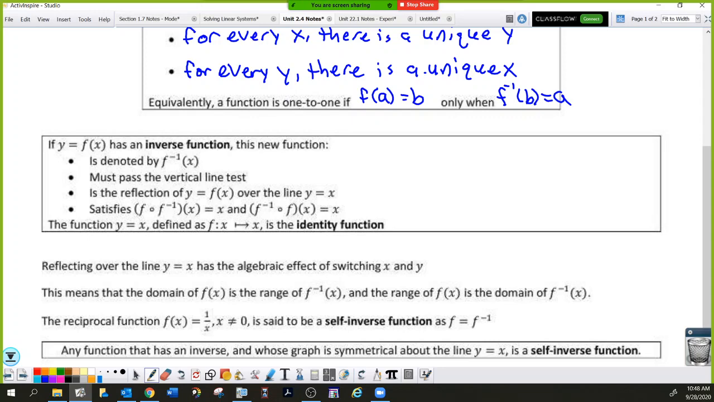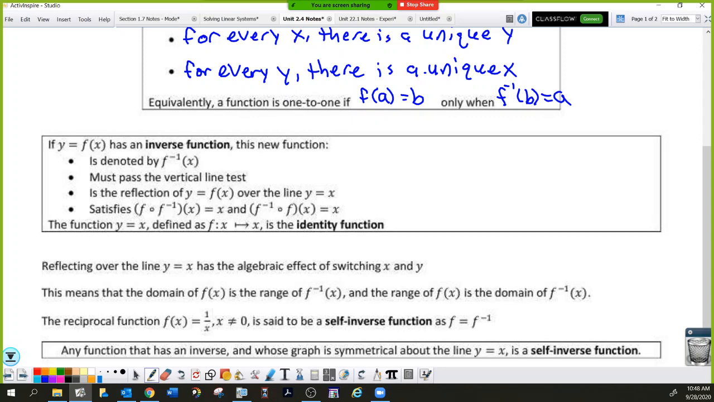Every x becomes a y, every y becomes an x. That is a reflection over the line y equals x. It satisfies this, and this is important because we just talked about compositions. If you compose f with f inverse in either order, they cancel each other in both orders, and they just leave you with the x.